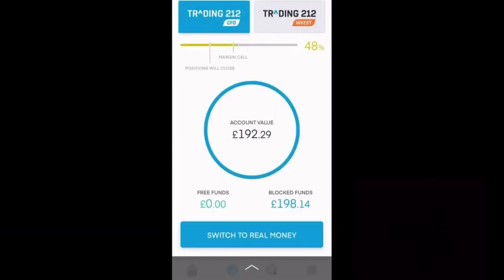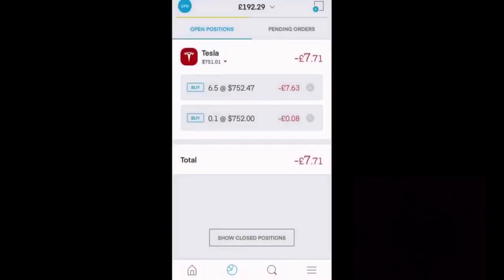If that goes past the margin call and hits that positions will close line, it will close all of your positions for you automatically. So you don't want that to happen. So just bear in mind when trading what position sizes you're using and that sort of thing.